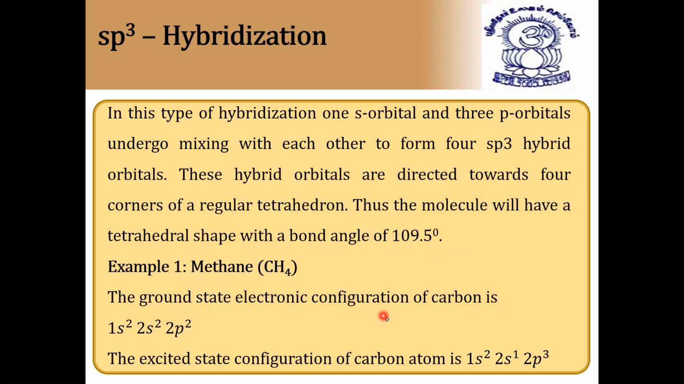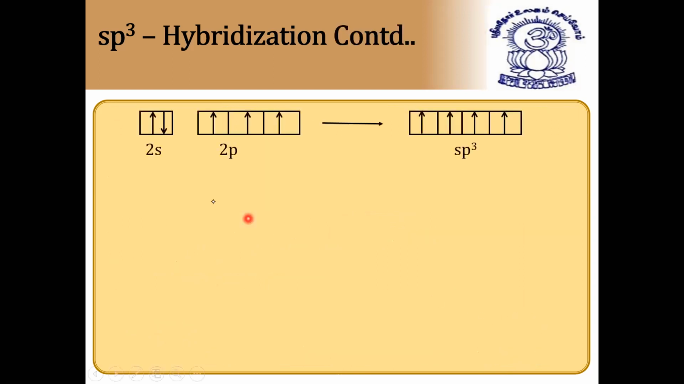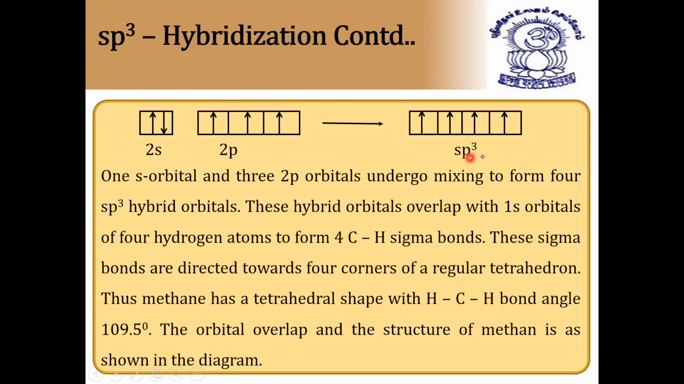Let us consider methane. The ground state configuration of carbon is 1s2, 2s2, 2p2. If you give some energy, it goes to the excited state. In the excited state configuration, one electron from the s orbital goes to the p orbital, resulting in 1s2, 2s1, 2p3. So one 2s orbital overlaps with three 2p orbitals, which results in the formation of sp3 hybridization.